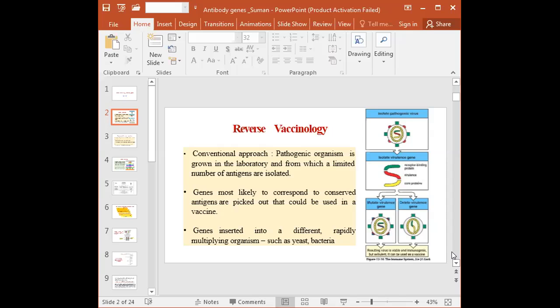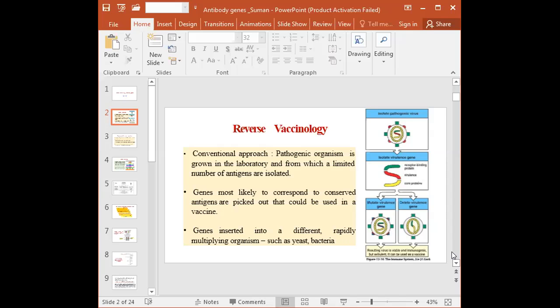Then you have to check its immunogenicity. And if it is showing immunogenicity, then you have to go for identification of the genes that are actually encoding the protein which shows this antigenicity. And genes most likely to correspond to conserved antigens are picked out that could be used in the form of a vaccine.